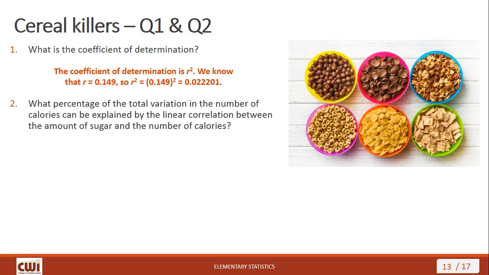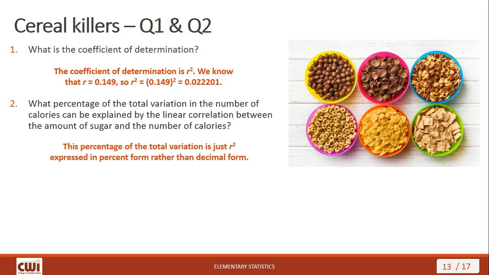Second question, what percentage of the total variation in the number of calories can be explained by the linear correlation between the amount of sugar and the number of calories? Well, that's just asking for R squared in percent form rather than in decimal form. So I take my 0.022201 and turn it into a percent. I get 2.2201%. And again, I can round that to as many decimal places as I'm asked.